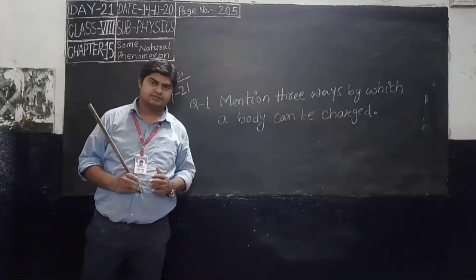Example B: cat's fur rubbed with a straw. You take a straw and rub it with cat fur. Then what will happen? Cat fur acquires positive charge. That means cat fur loses its electrons and they go to the straw. So the straw becomes negatively charged and the cat fur becomes positively charged.